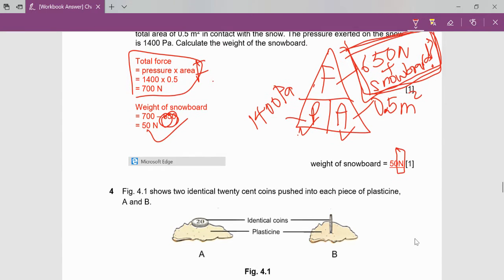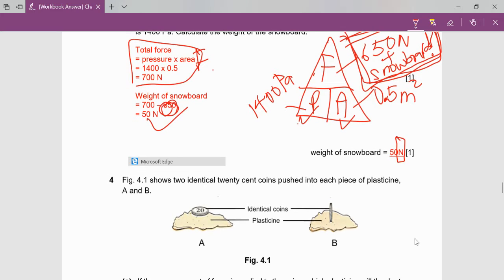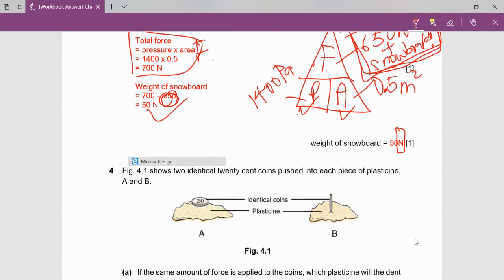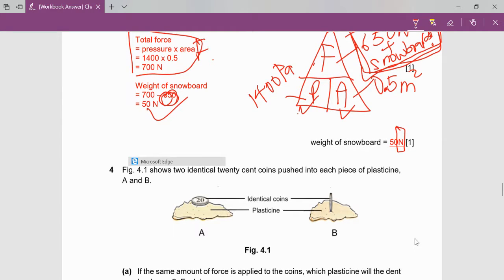Next, figure 4.1 shows two identical 20-cent coins, each being pushed into each piece of plasticine. So they already said here it's identical, so the mass is same. That means the weight is the same. That means the force exerted by both will be the same. You can tell here already, right? Smaller surface area, higher pressure here.